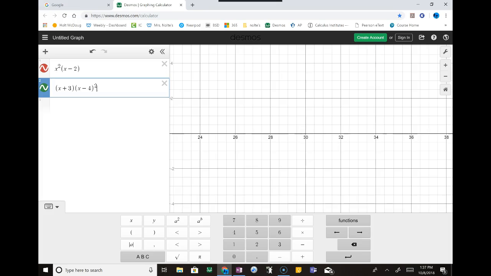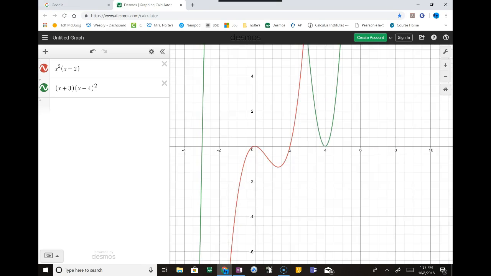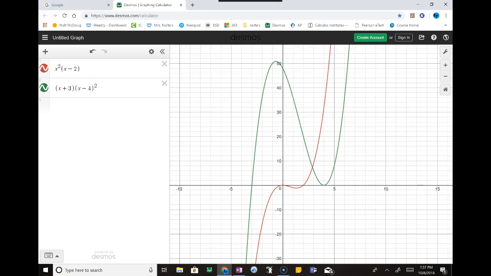If I was going to FOIL that out, what would my first term be? X cubed. Well, I have an x and then an x squared, so x times x squared is x cubed. So what would it look like? A John Travolta. Where does it cross the x-axis? At -3 and +4. You ready? Watch what happens. This is a very steep John Travolta. You see it?